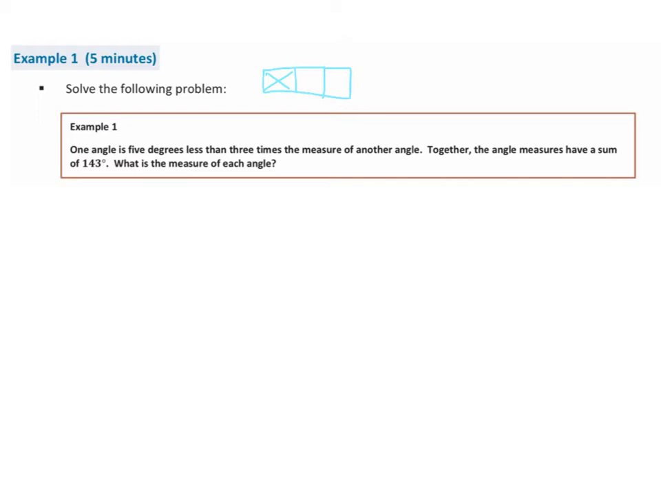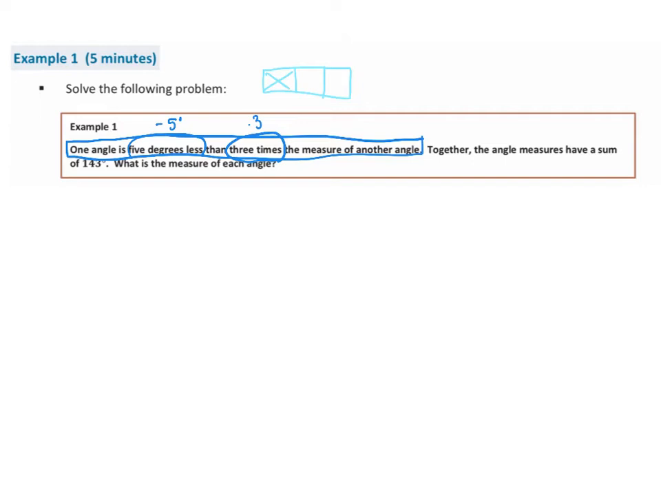One angle is 5 degrees less than 3 times the measure of another angle. So this is going to be that first angle that they're talking about. And it tells me all about it. Okay, it says 5 degrees less, so I'm going to be taking away 5 degrees. Taking away 5 degrees from 3 times the measure of the other angle, so whatever the other angle is.